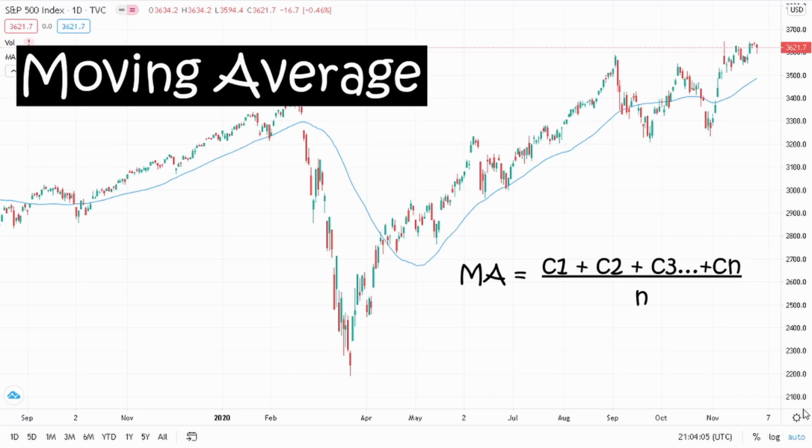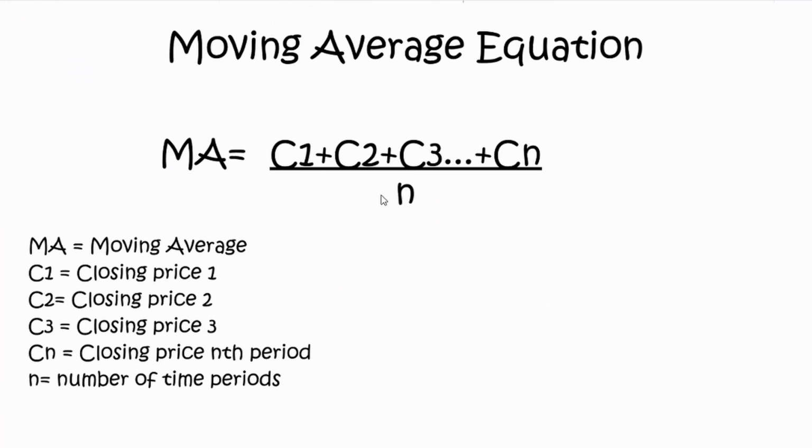Okay, today we're going to be learning about the moving average. It is a simple equation and a useful technical indicator that is used to smooth out varying price fluctuations so we can better see a trend or direction.